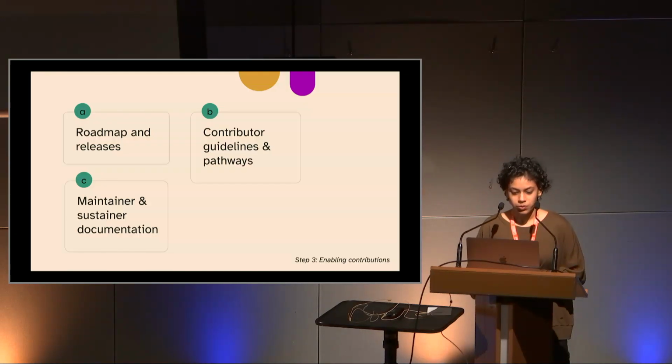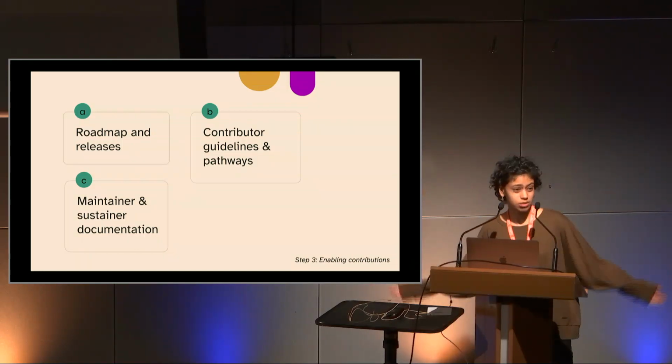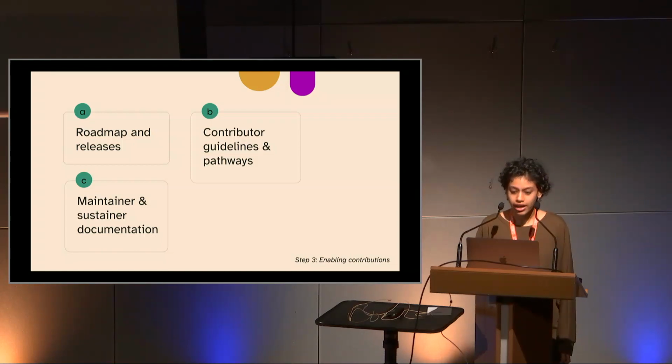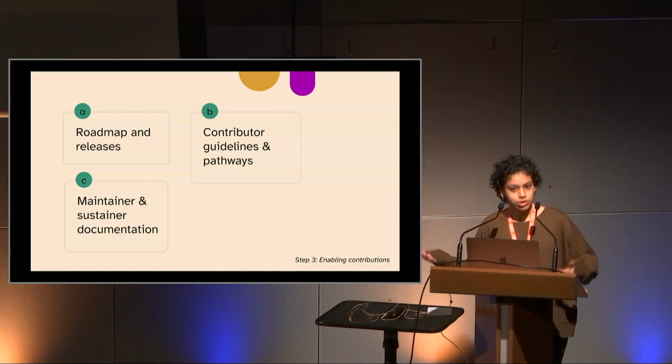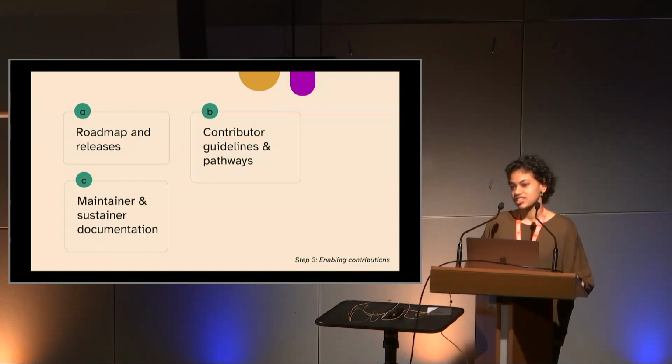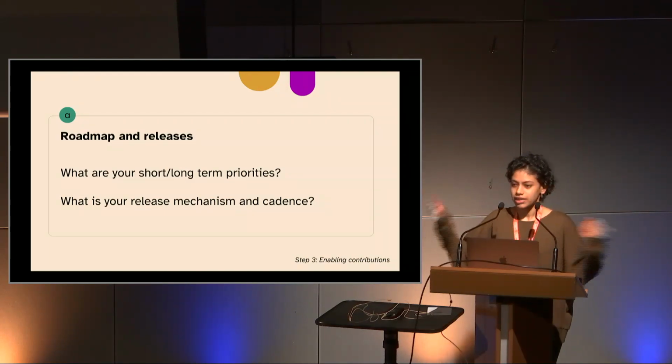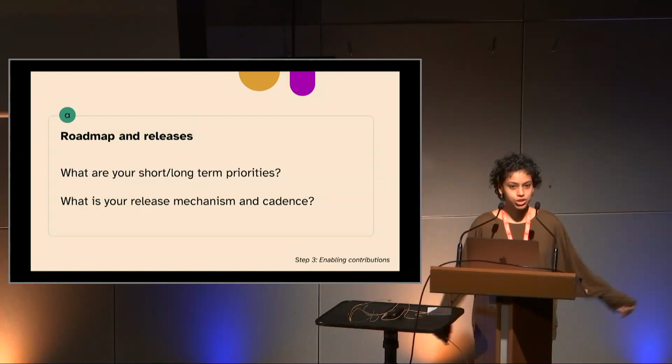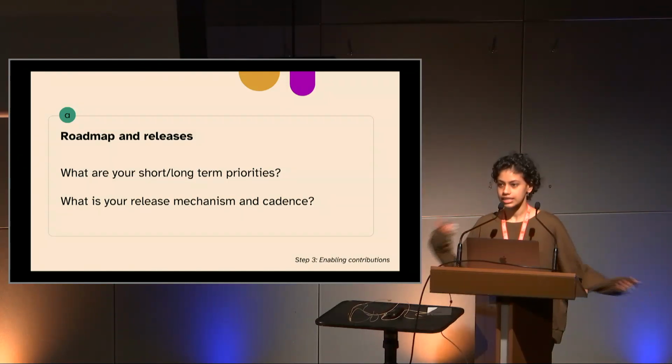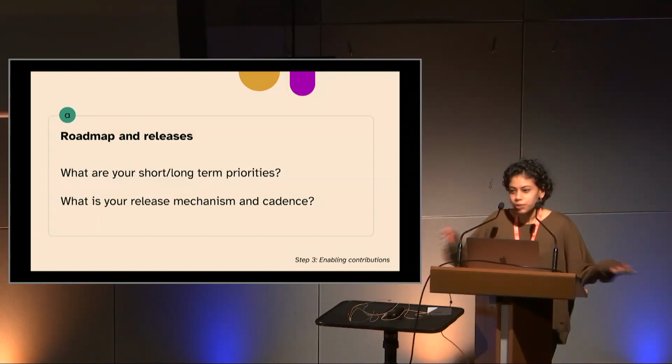Okay? So a few things we can do is have explicit roadmaps and document your release cycles and mechanisms, or change them if they already existed, right? And have clear pathways and guidelines for maintainers, contributors and sustainers, like everyone who's going to interact with your project. Just having explicit documentation is going to help your project in the future as you move. So roadmap and releases, I think self-explanatory, right? Priorities in the short term, long term, and release mechanism as well as release cadence. You probably already have these in some way, so it may just be making these public, or you want to think about how you want to do this.